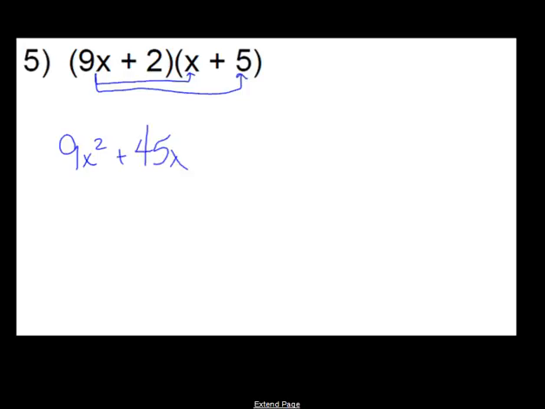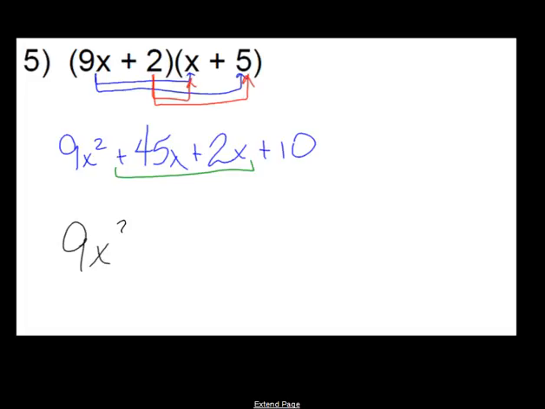Move to my second term, so I'm going to do 2 times each of these. So 2 times x is 2x, so plus 2x. 2 times 5 is a positive 10. Combine my like terms. So I have 9x squared plus 47x plus 10.